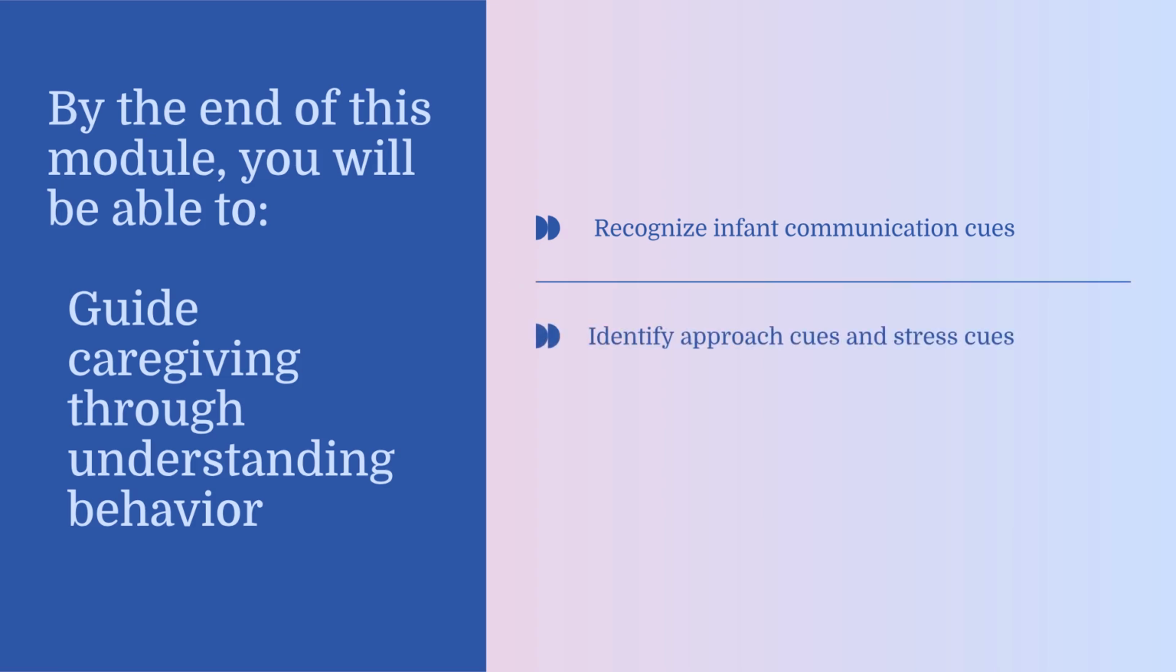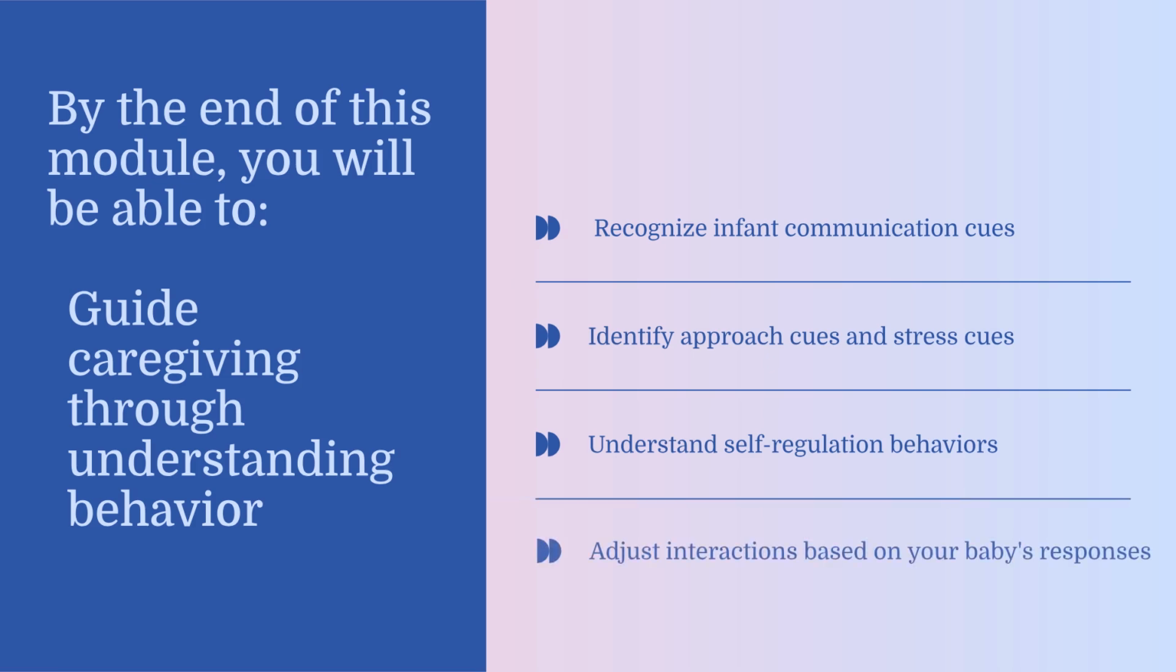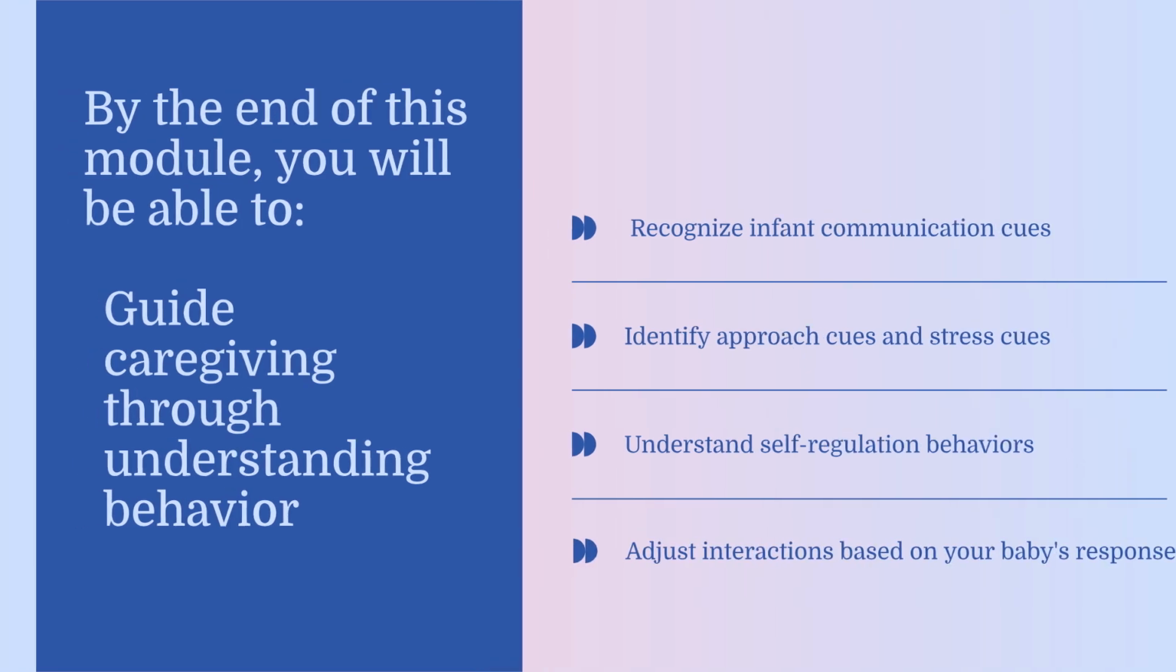By the end of this module, you will understand how to observe your baby's behaviors and use those observations to guide caregiving and interaction. You will be able to recognize infant communication cues, identify approach cues and stress cues, understand self-regulation behaviors, and adjust interactions based on your baby's responses.